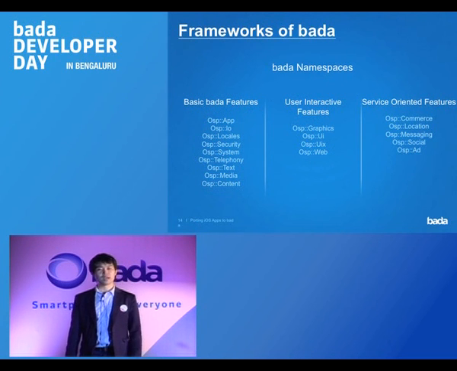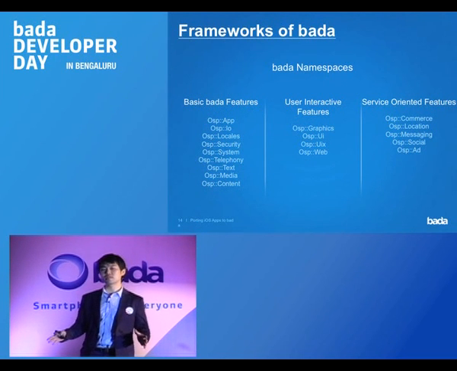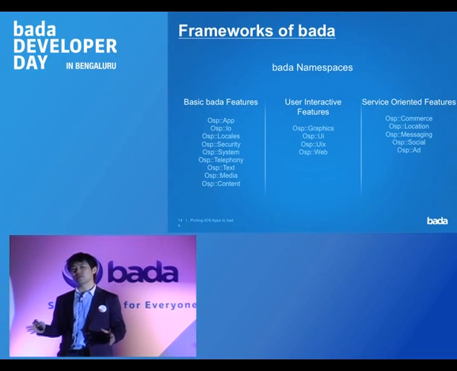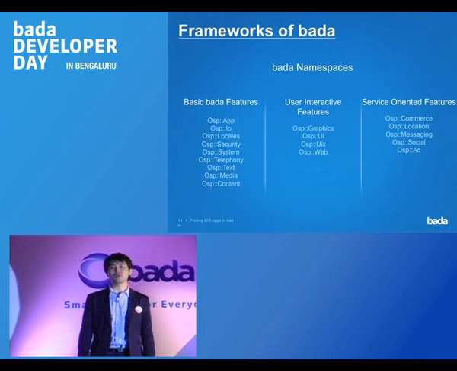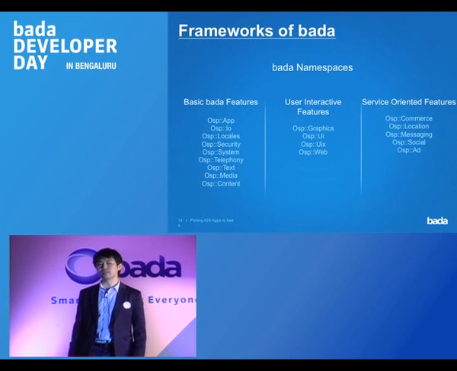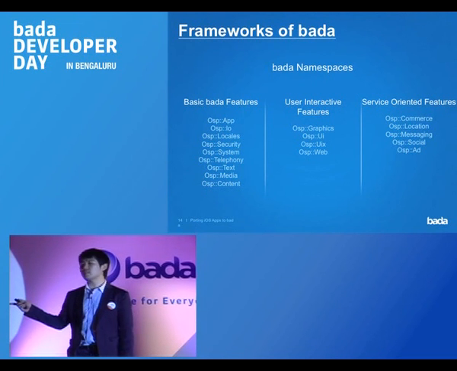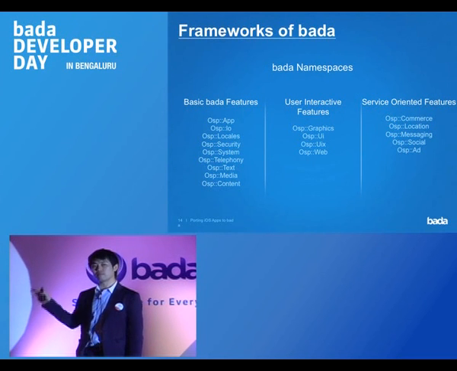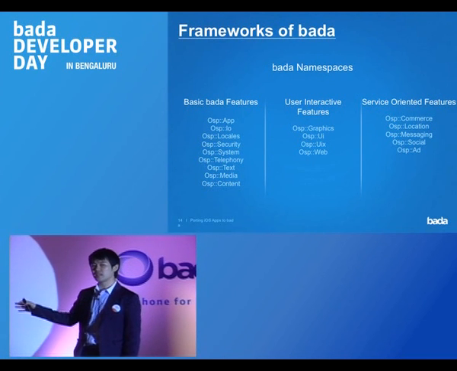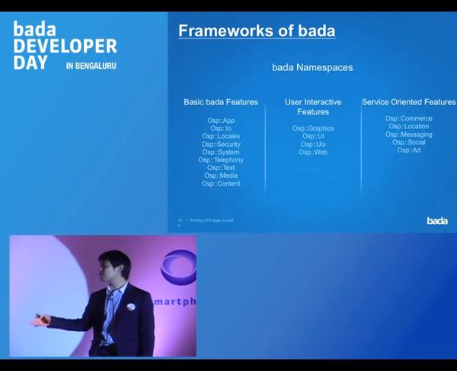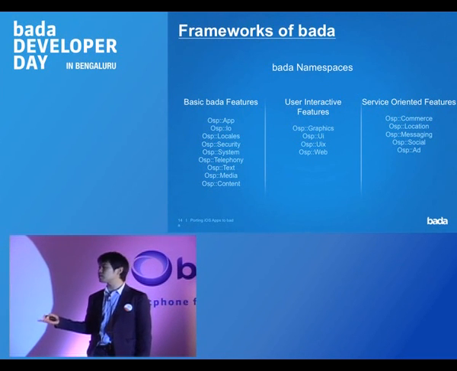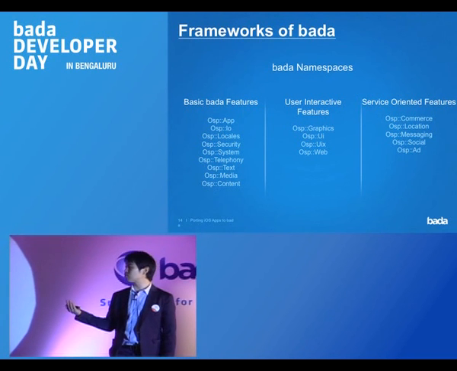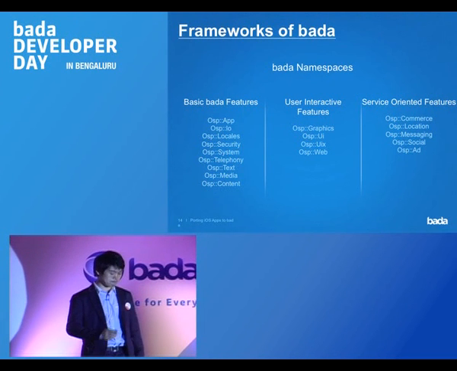So I configure the API frameworks between iOS and bada. You can get a feeling that bada 2.0 mostly covers each of the layers. And this is just to show what the bada namespace is. There are many more, but basically we have namespaces like basic features, user-generated features, and service-oriented features like commerce, location, messaging, or others.